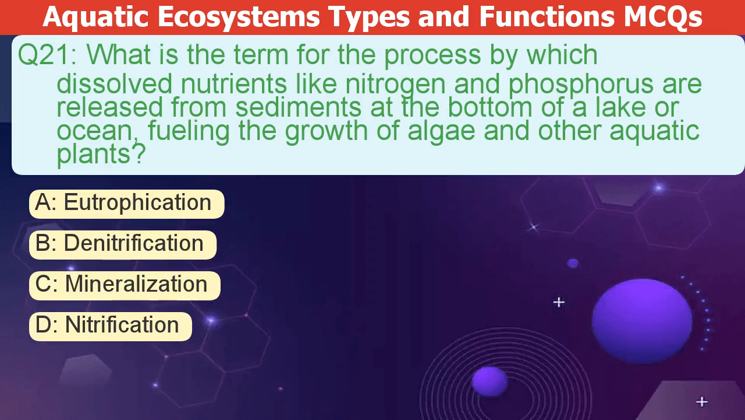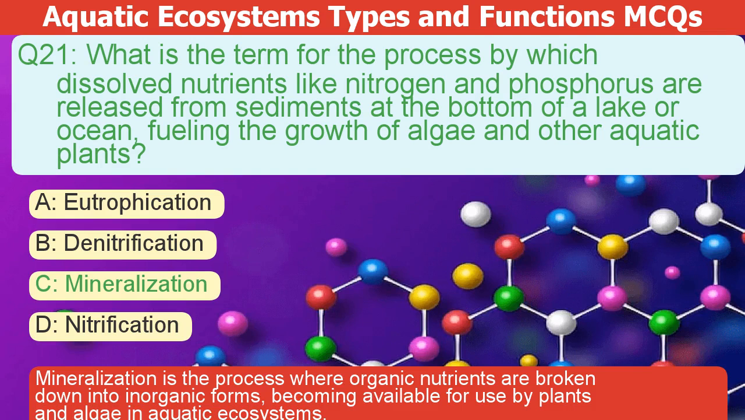What is the primary difference between a pond and a lake in terms of size? A. Ponds are smaller than lakes. B. Lakes are smaller than ponds. C. Ponds are deeper than lakes. D. Lakes are deeper than ponds. The correct answer is A. Ponds are generally smaller than lakes.